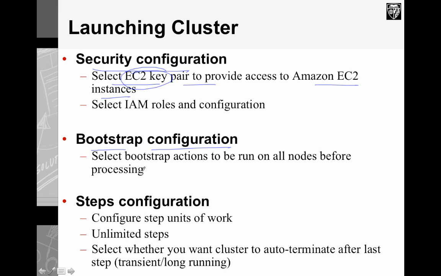Bootstrap configuration, you can select the bootstrap actions to run on all the nodes. We talked about bootstrap processing. There's also steps configuration. We walked through the various attributes that are there for step configuration. You can configure step units of work. You can do unlimited steps. It used to be that there was a limit of about 256, but now it's unlimited steps. And you can select whether you want to terminate the cluster once all the steps are done. And that would be the difference between the transient versus the long-running cluster.